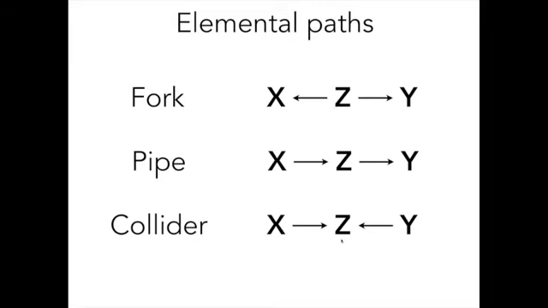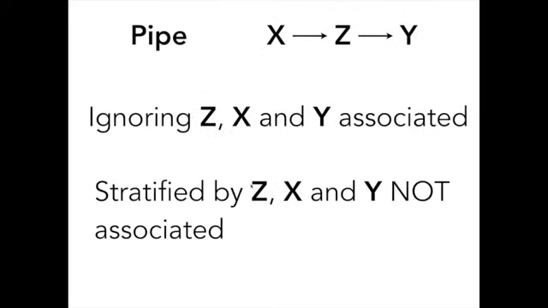The best thing, of course, would be if you have scientific information to tell you how to draw these arrows. That's the best idea. Okay, let's take each of these in turn and do some work. All right, let's start with the pipe. And remember the pipe, it's X to Z to Y. X influences Z, Z influences Y.